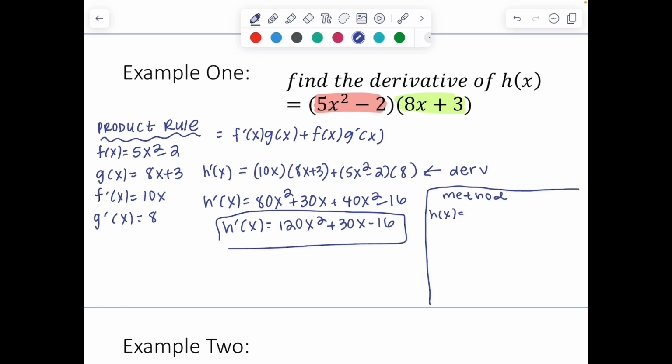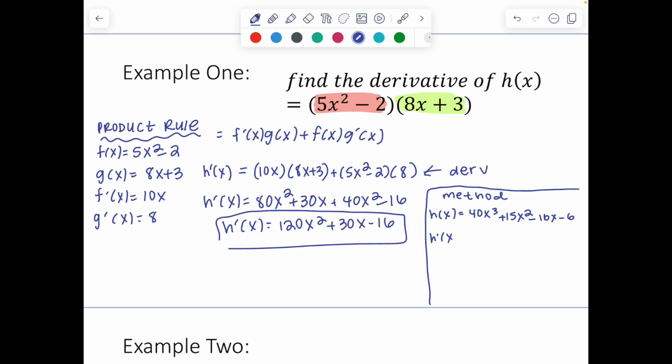So I'm going to do a little bit of this in my head, but 5x squared times 8x is going to be 40x cubed. 5x squared times 3 is going to be 15x squared. Negative 2 times 8x is negative 16x. Minus 6. Again, simplify this. Oh, wait, I can't simplify that. It's simplified. Okay, and then you just would take the derivative of this.